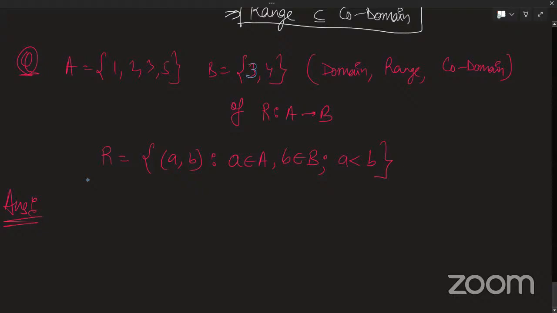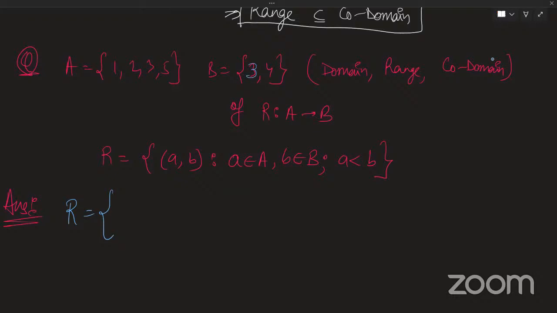It is telling me to write the domain, range, and codomain of the relation A to B such that (a, b) belongs to the relation, a belongs to A, b belongs to B, and a is less than b. So tell me, what will be this relation? For what values of a and b will a be less than b?